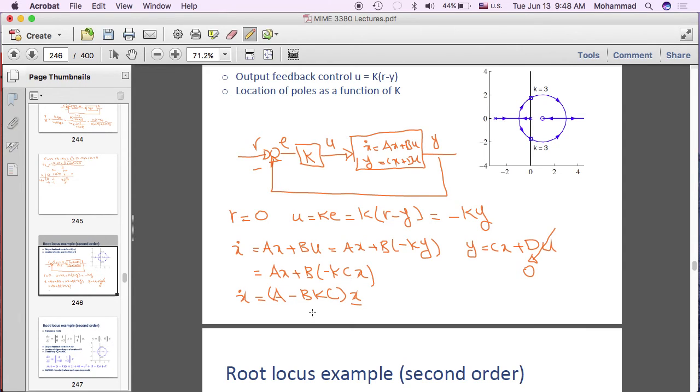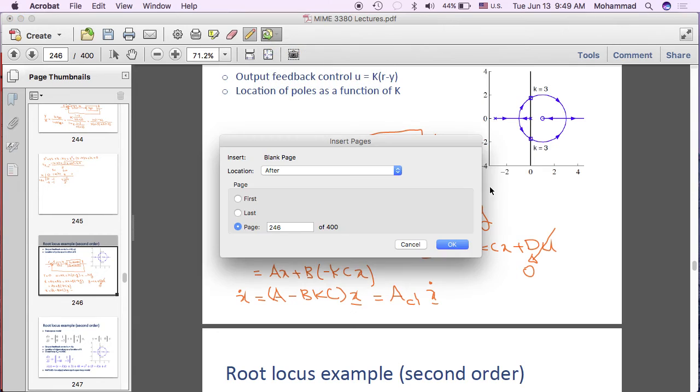Now if you compare this to the original state space model, this is our new A. So we are going to give this a name. We are going to call this A of closed loop, times x. So this is the A matrix of the closed loop system. The expectation is that the eigenvalues of A of closed loop would be the same as the poles of the closed loop transfer function. And we are going to test this on the example that we solved.